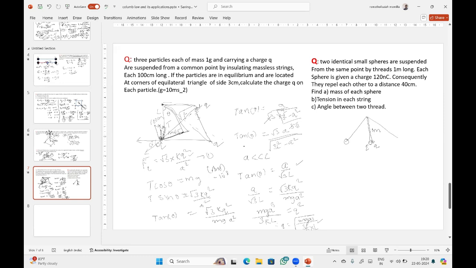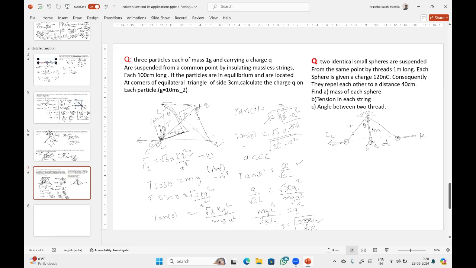They repel each other because of the charges, so there is an electrostatic force on this particle in this direction. So they will repel each other at some angle with the suspension point, suspended from the same point, like this. Now we are asked to find the angle theta and the tension T in the string. They are separated by a distance D, or you can take R. Afterwards you can substitute the values here.